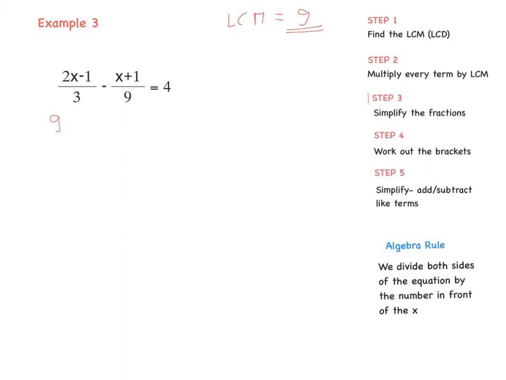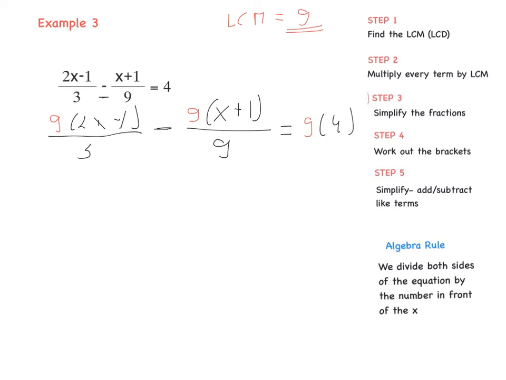So 9 multiplied by (2x minus 1) all over 3, minus, as it is in here, 9 multiplied by (x plus 1) all over 9, equals 9 multiplied by 4. Okay, now we need to simplify the fractions. So 9 divided by 3 is 3, 9 by 9 is 1. Okay, done. Next step, work out the brackets.